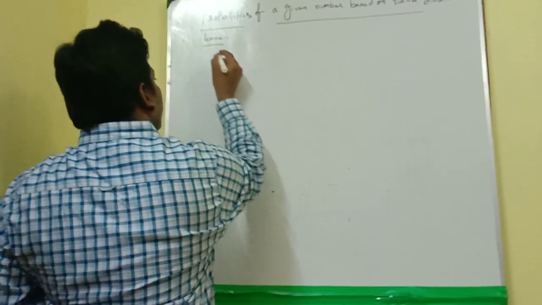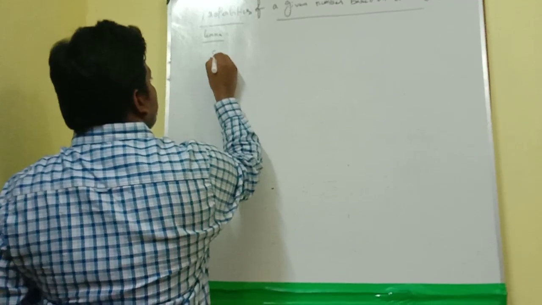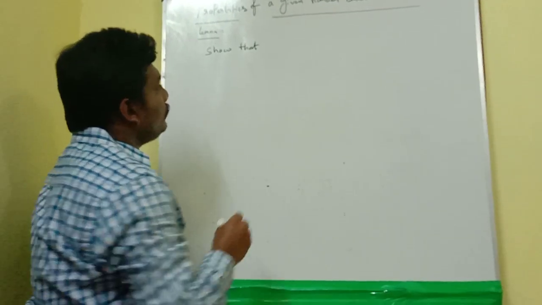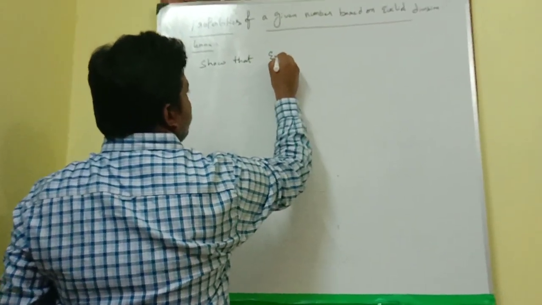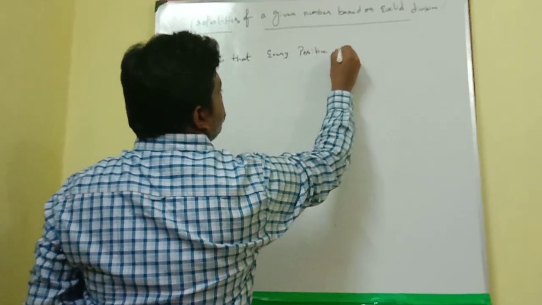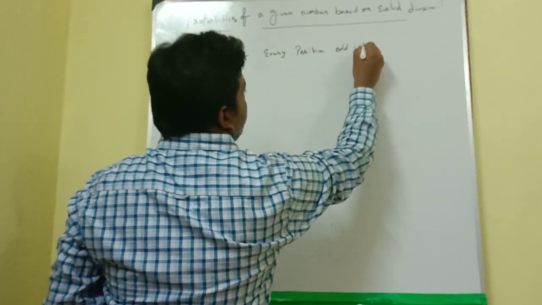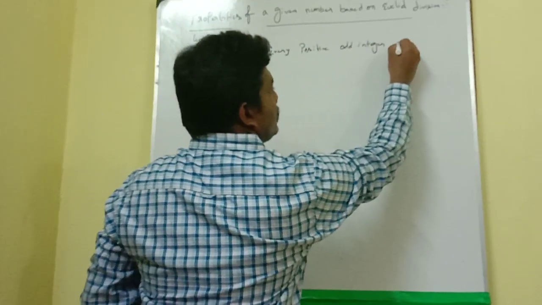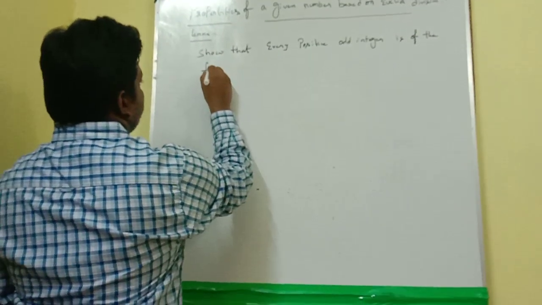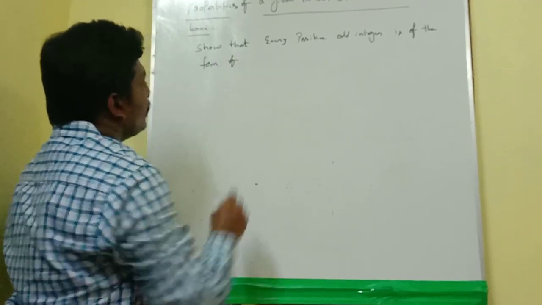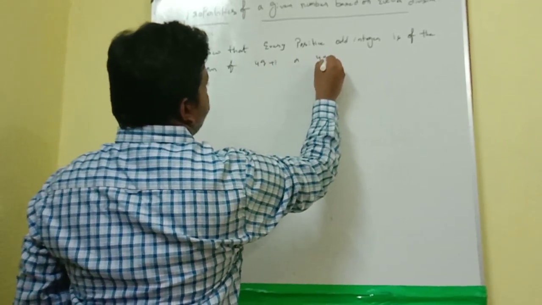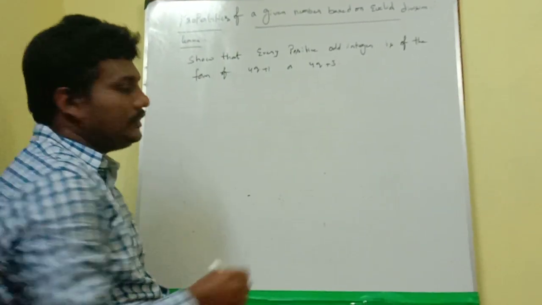First, show that every positive odd integer is of the form 4q plus 1 or 4q plus 3. So this is the question.